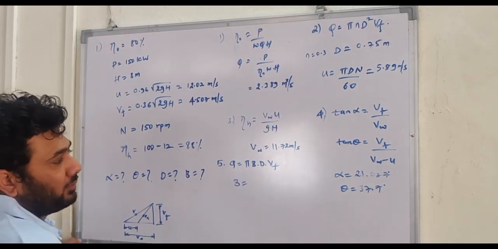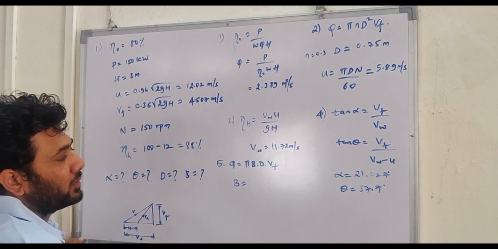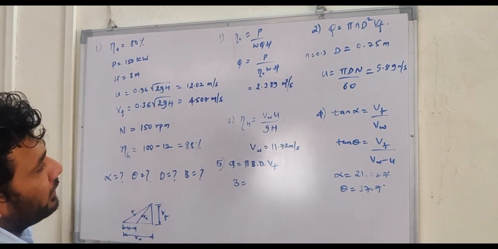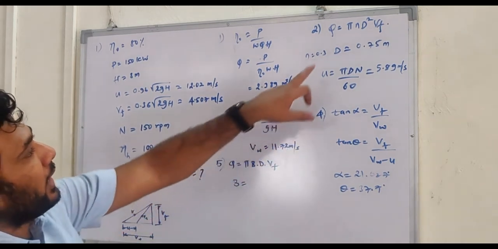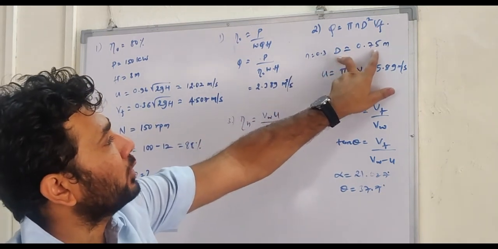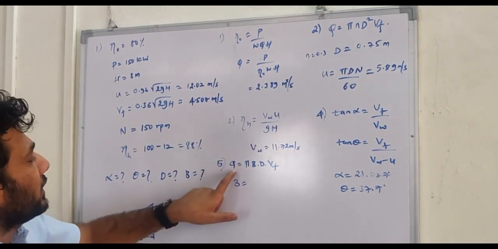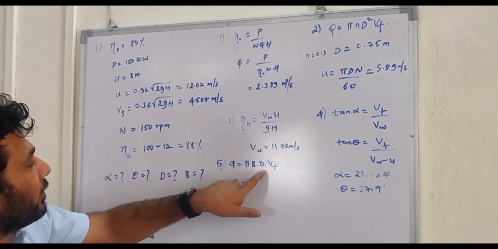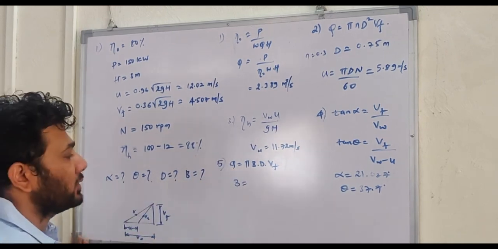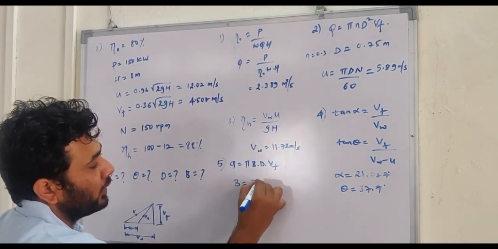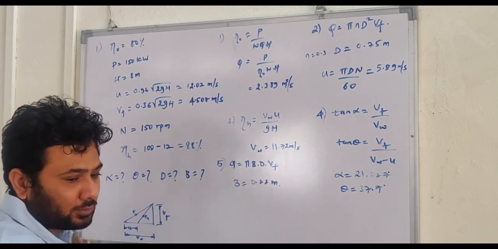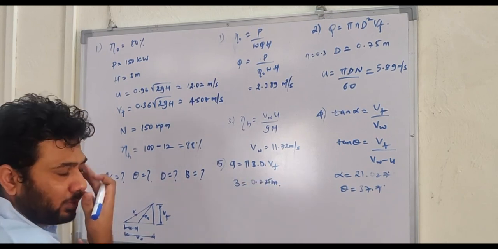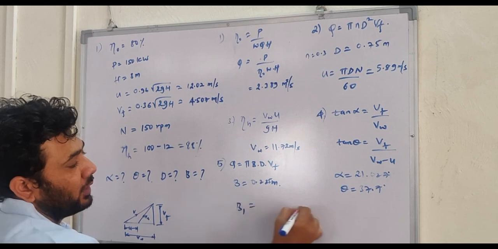So this is the last step we'll have. In this step we will try to calculate how much is B. Okay, B is the width of the runner at the inlet. We already know the D, the diameter at the inlet is how much? 0.75 meter. Okay, so we know this equation, discharge is equals to pi into B into D into Vf. So in this equation we'll substitute the value of Vf, D and discharge. We'll calculate how much is width. Width is found to be 0.225 meter. Okay.